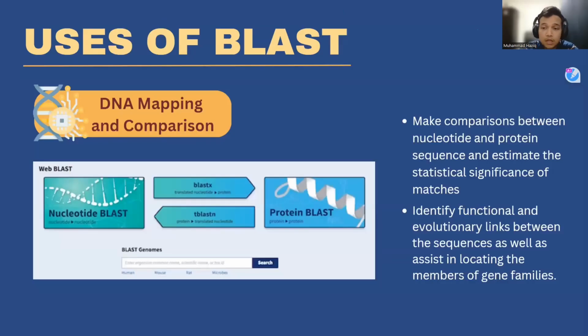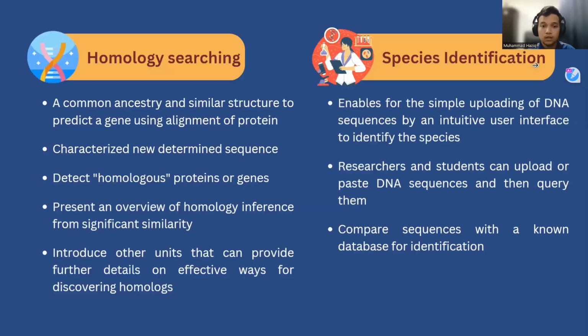Hello, my name is Mama Aziz. So now I will explain the uses of BLAST. The first one is BLAST can be used for DNA mapping to a chromosome and also for comparison. By using BLAST, we can see the position and location of the query sequence in relation to the hit sequences. From this, we can make comparisons between nucleotide and protein sequences and also estimate the statistical significance of matches. We can also identify the functional and evolutionary links between the sequences, as well as assist in locating the members of gene families.